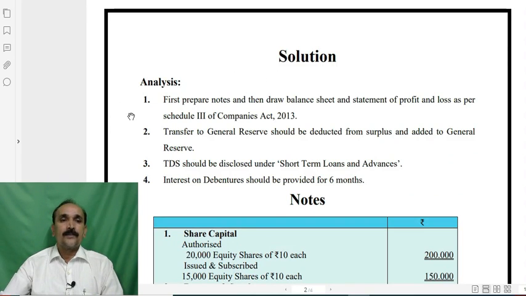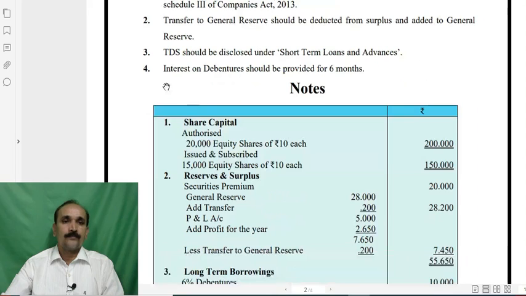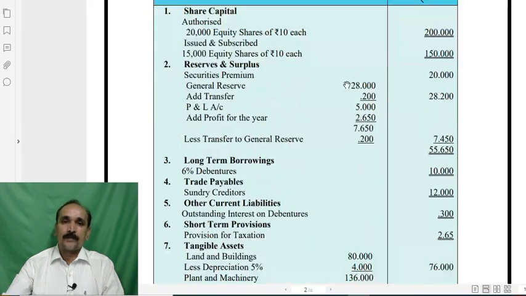First, the analysis. Prepare the notes, and then draw the balance sheet and statement of profit and loss as per Schedule 3 of the Companies Act 2013. Second, the transfer to general reserve should be deducted from surplus and added to general reserve. Third, TDS should be disclosed under short-term loans and advances. Fourth, interest on debentures should be provided for 6 months.